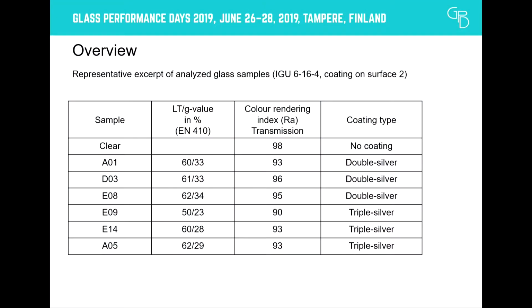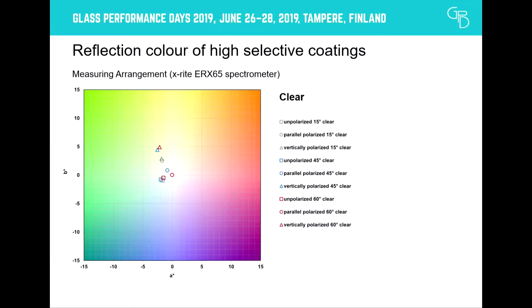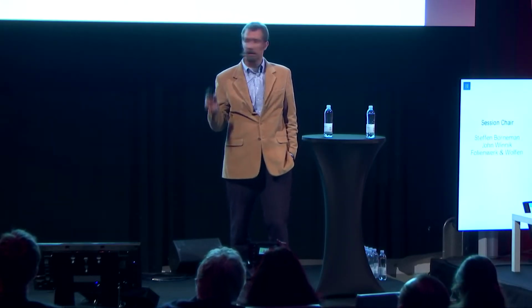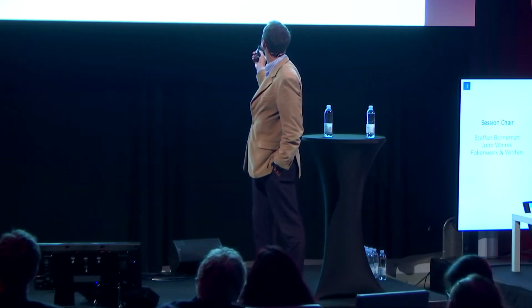And then we took different glass samples and started looking at what's happening with them, how they are behaving. So we took one clear sheet and then different coatings, especially double silver coatings and triple silver coatings, because we wanted to understand how they are behaving. So we analyzed the clear glass under the just described conditions, 15, 45, and 60 degrees, and under the different polarization levels.